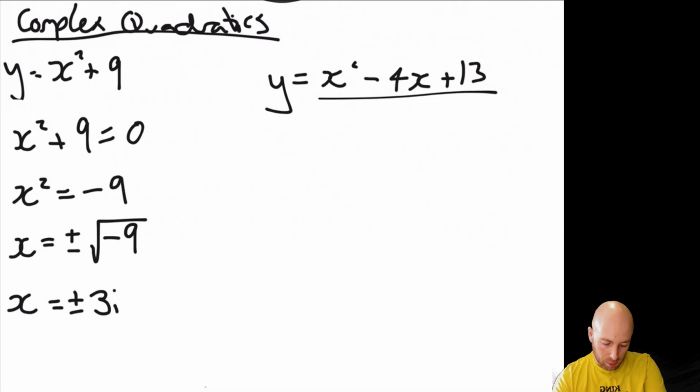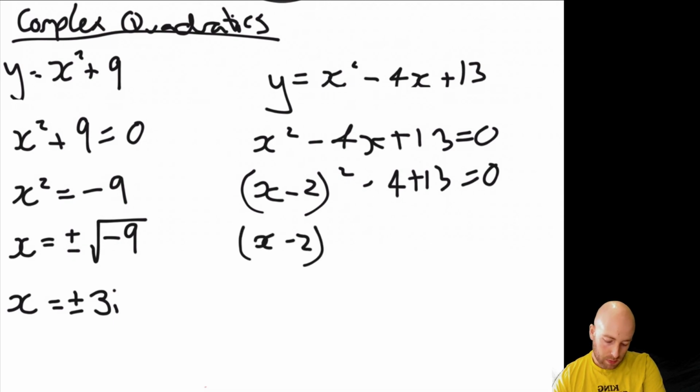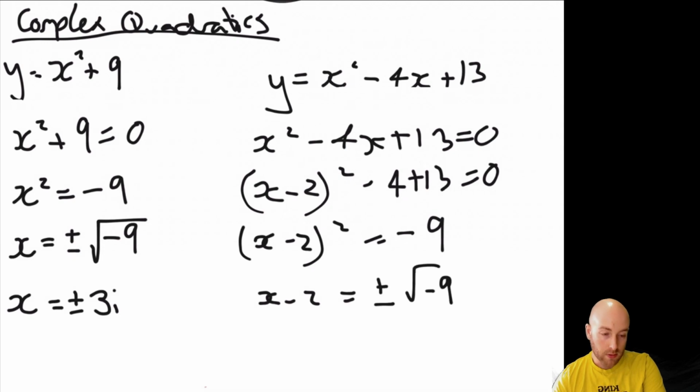Right, anybody got anywhere with the second one? Right, I will solve this one as well. So I'm going to complete the square. You can use the quadratic formula if you like. So x squared minus 4x plus 13 equals 0. x minus 2 squared, take 4, plus 13, equals 0. x minus 2 squared equals 4 minus 13, which is minus 9. So x minus 2 is plus or minus the square root of minus 9. So x equals 2 plus or minus 3i.